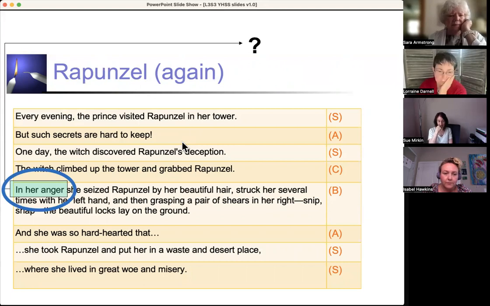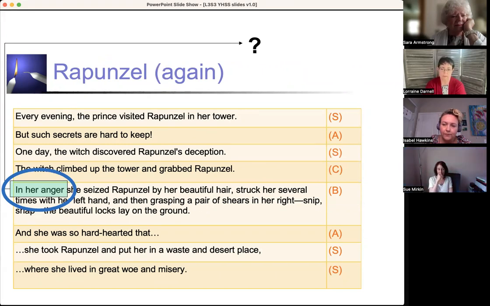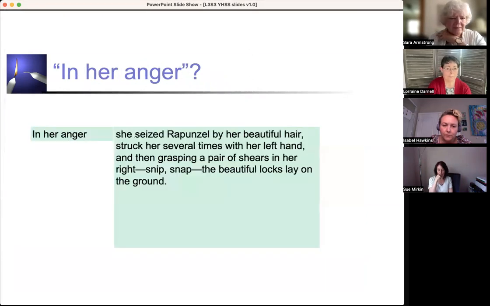in her anger, there's that one little phrase that sort of doesn't fit with anything else. Why do you see that as a different kind of phrase than any other phrase in this whole section? It's because she's describing the emotion by itself. In her anger, and then we get the action. We're saying that this is how she felt when she did it. And so that's a different thing, right? It's not describing action, it's describing something else.